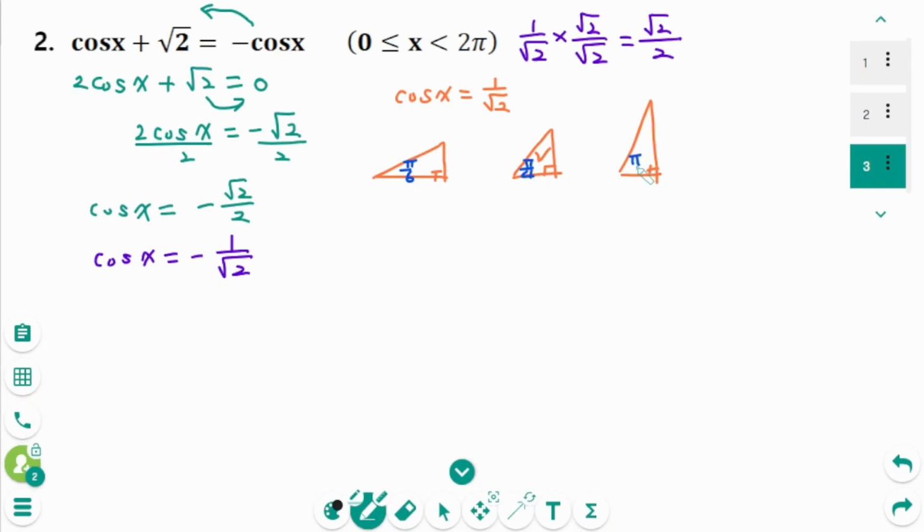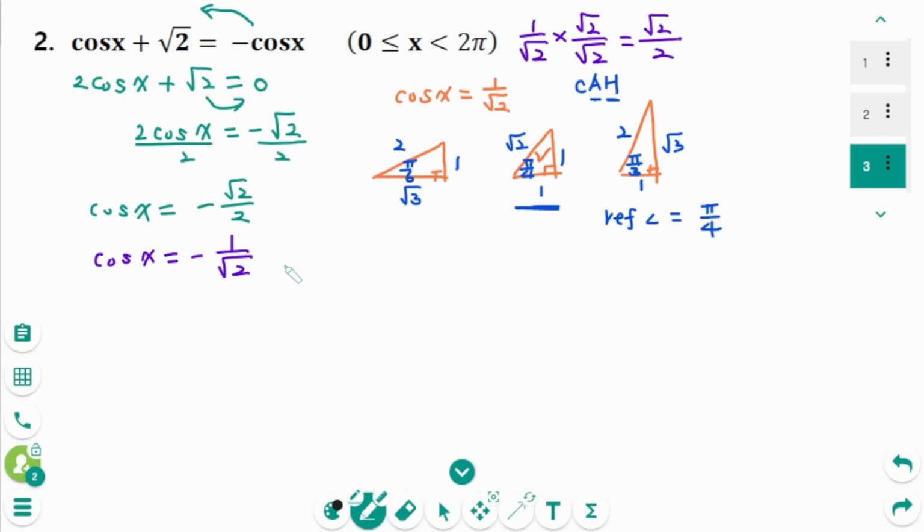Then pi over 3. The ratio is 1, 2, square root of 3; 1, 1, square root of 2; square root of 3, 1, and 2. The cosine ratio is adjacent over the hypotenuse. So 1 over square root of 2 is the middle one. Reference angle is pi over 4.